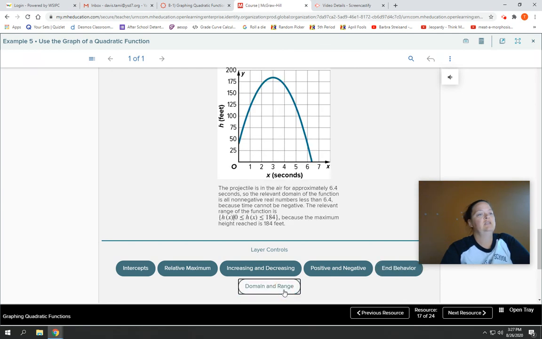And finally, the domain and range. The projectile is in the air for approximately 6.4 seconds, so the relevant domain of the function is all non-negative real numbers less than 6.4. Because time cannot be negative, the relevant range of the function is 0 to 184 because the maximum height reached is 184 feet.